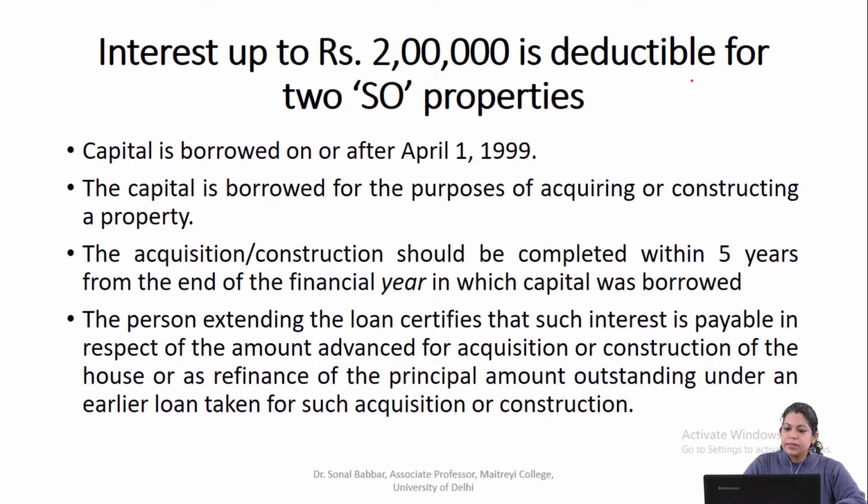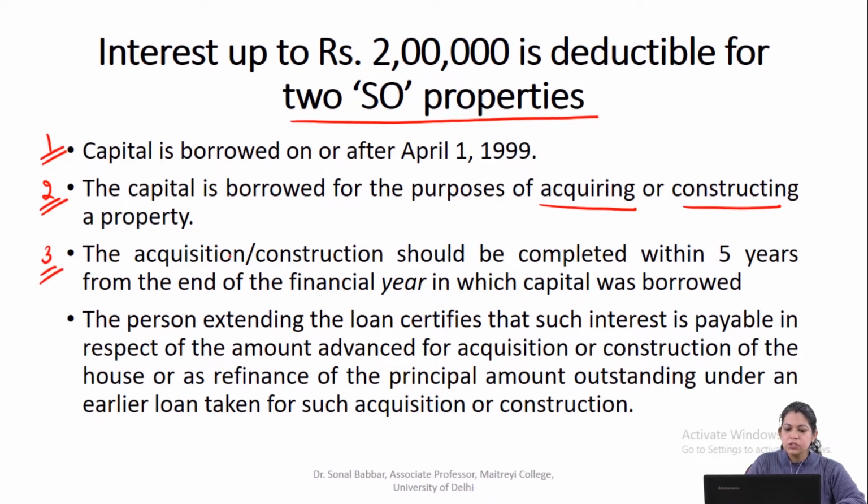Interest up to rupees 2 lakh is deductible for self-occupied properties, provided the following conditions are satisfied. Condition 1, the capital is borrowed on or after April 1, 1999. Condition 2, the capital is borrowed for the purposes of acquiring or constructing a property. So if the capital is borrowed for repair of the house or renewal of the house, then the higher limit of 2 lakh is not available. It is available only when the purpose of acquiring or constructing a property is there.